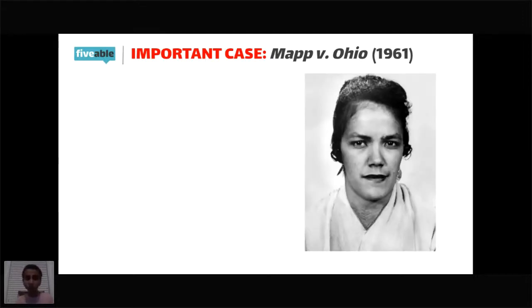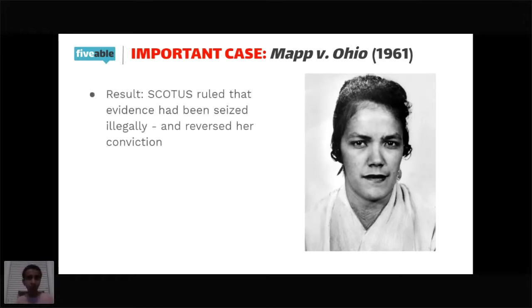So this is a picture of Mapp and there. Okay, so the result of this case was that the Supreme Court ruled that the evidence had been seized illegally. So like we said with the exclusionary rule, because the evidence was seized against the Constitution, that reversed her conviction.